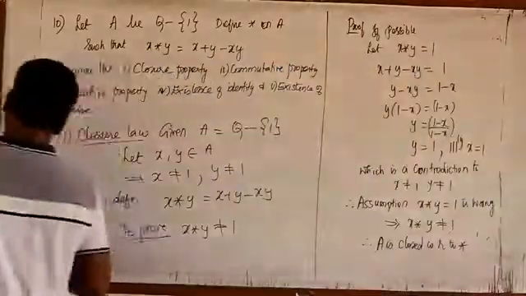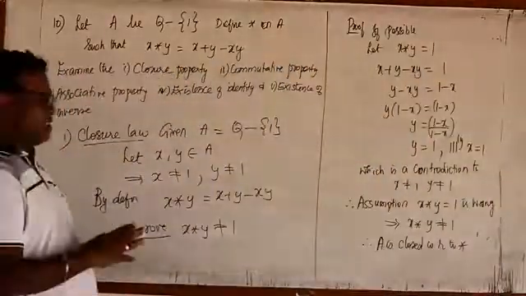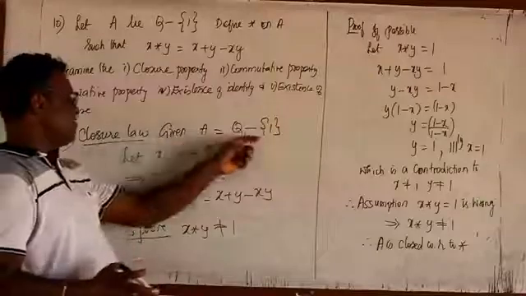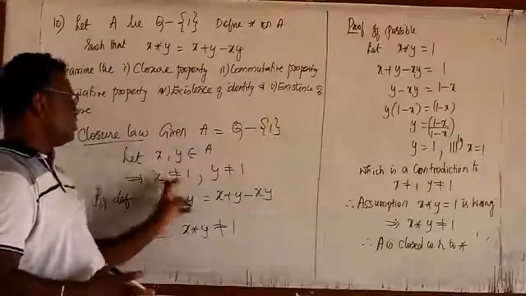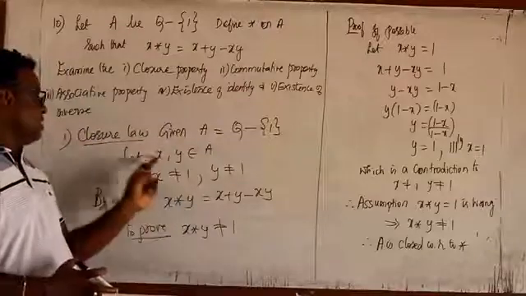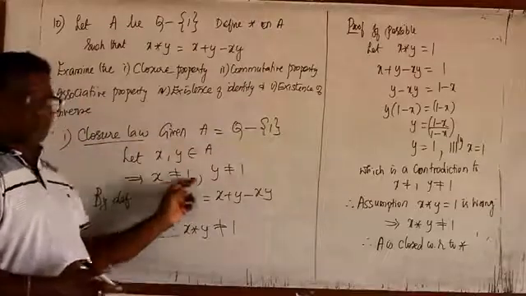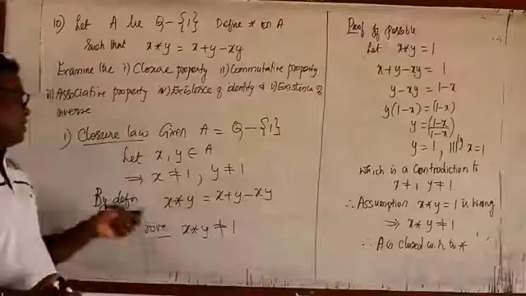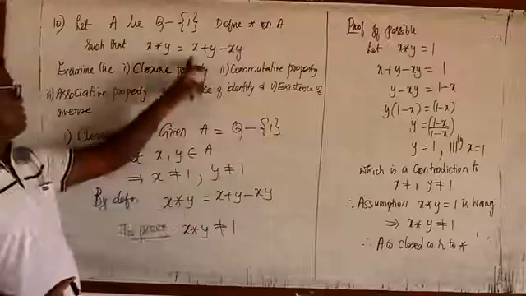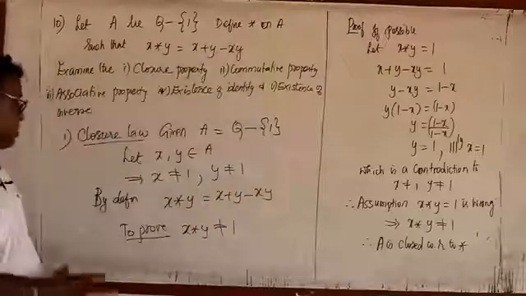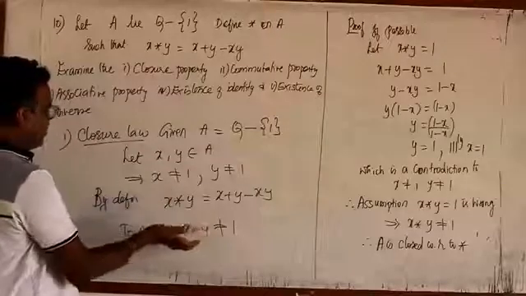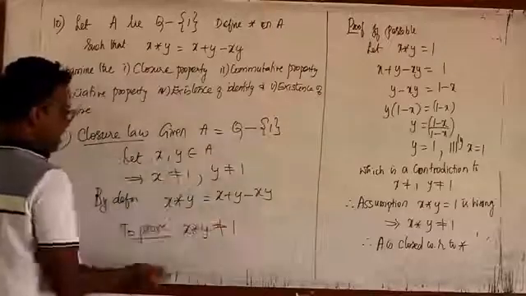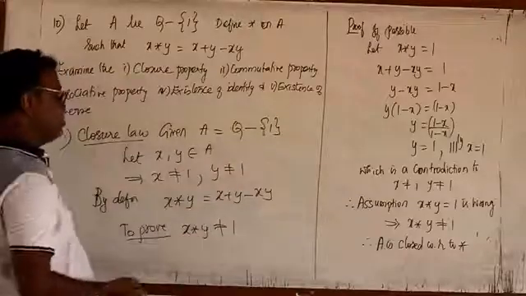So once again, I repeat how we put this closure law. We have taken elements from Q minus 1. That means whatever element I am taking in A must be not equal to 1. Therefore, if I take x and y, then x is not equal to 1, y is not equal to 1. The operation is x star y equal to x plus y minus xy. So to prove that A obeys this closure law, I must prove x star y is not equal to 1.